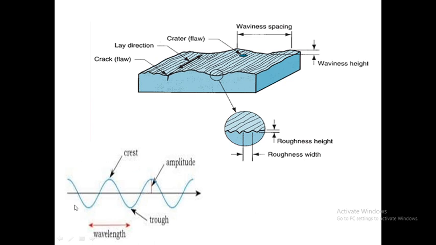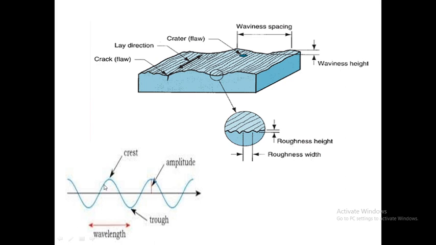So these are nothing but irregularities. These are all irregularities in the form of hills and valleys, and they are called surface roughness. Now, there are other parameters related to surface roughness, that is roughness height and roughness width. Now, what is roughness height and roughness width?